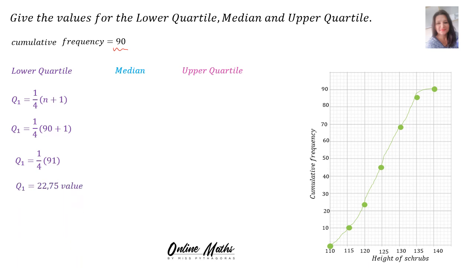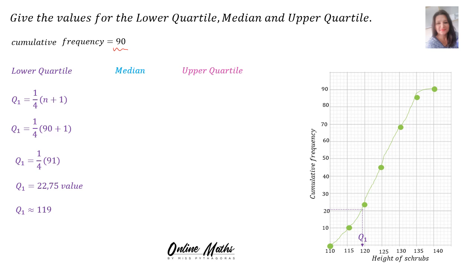Therefore, Q1 you will find at the 22.75th value. So you go to your cumulative frequency and look for position 22.75, and then you read your answer on the x-axis. Therefore, Q1 will be 119.